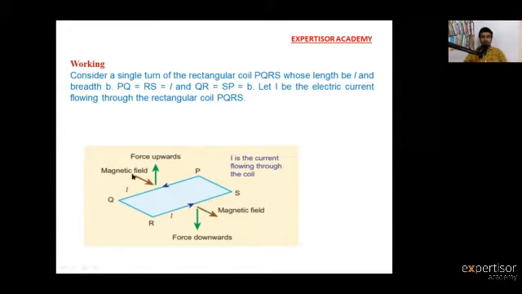At the same time, this is the direction of the magnetic field. Two forces are acting on this rectangle coil, that is, a force upwards and a force downwards. The construction of the galvanometer was explained by me in the previous video, so visit that. This is only the working of the moving coil galvanometer.